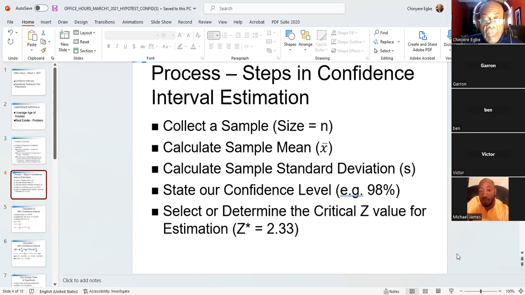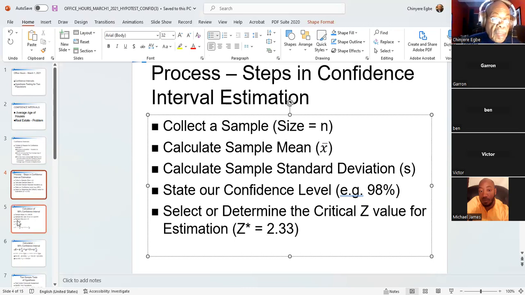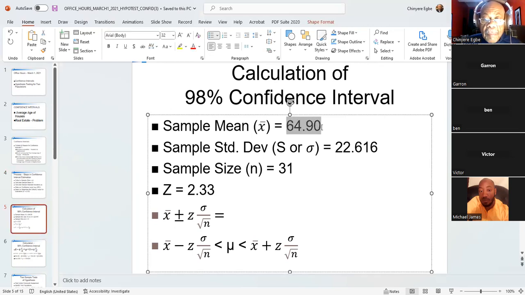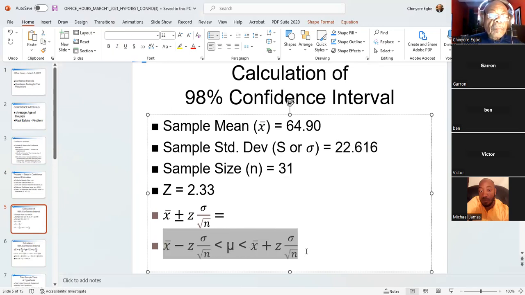And most students, practically every student, was able to identify the critical Z value, right? And so we calculate a sample mean, which is 64.0, and a sample standard deviation, which is 22.6. The sample size in this case was 31. And so the confidence interval is given below.